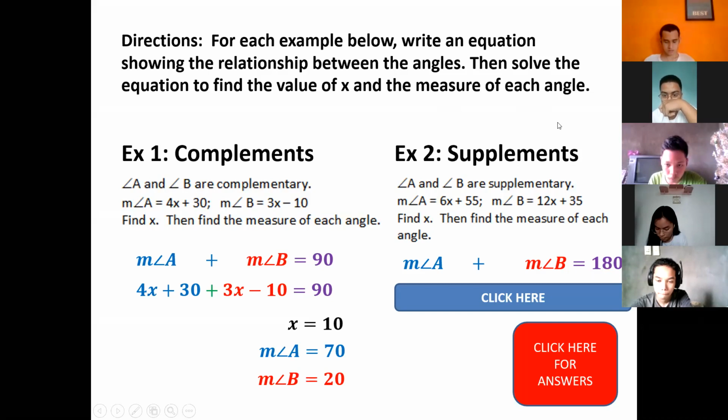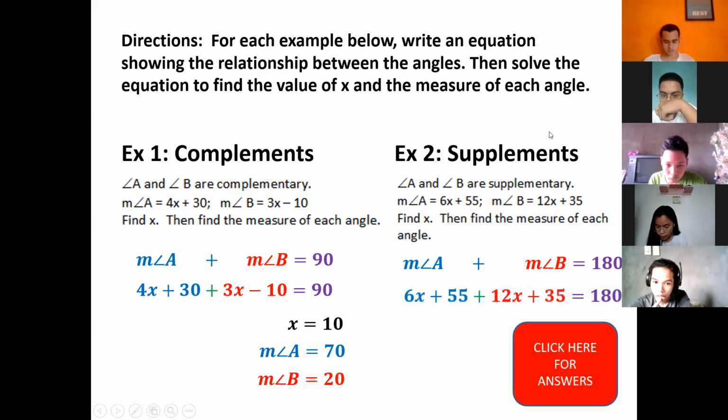To continue, we substitute the value of angle A and angle B. So we have 6x plus 55 plus 12x plus 35 is equal to 180 degrees. Now, let's add 6x and 12x, that is 18x. 55 plus 35 is 90, right? And if you transpose 90 on the other side, it will become negative 90.